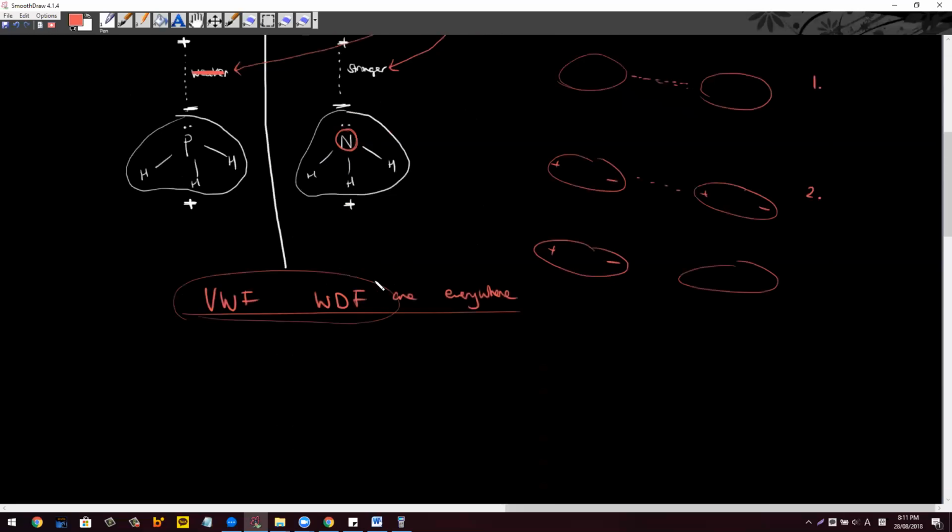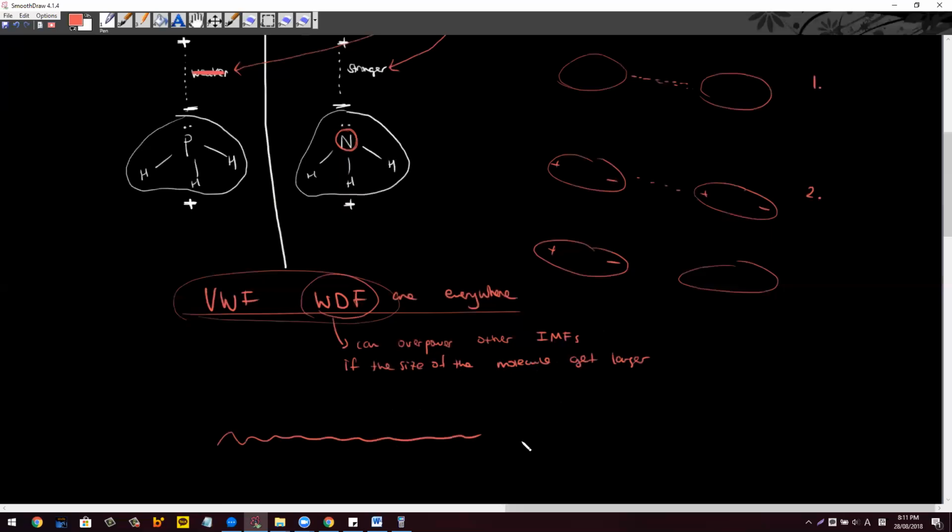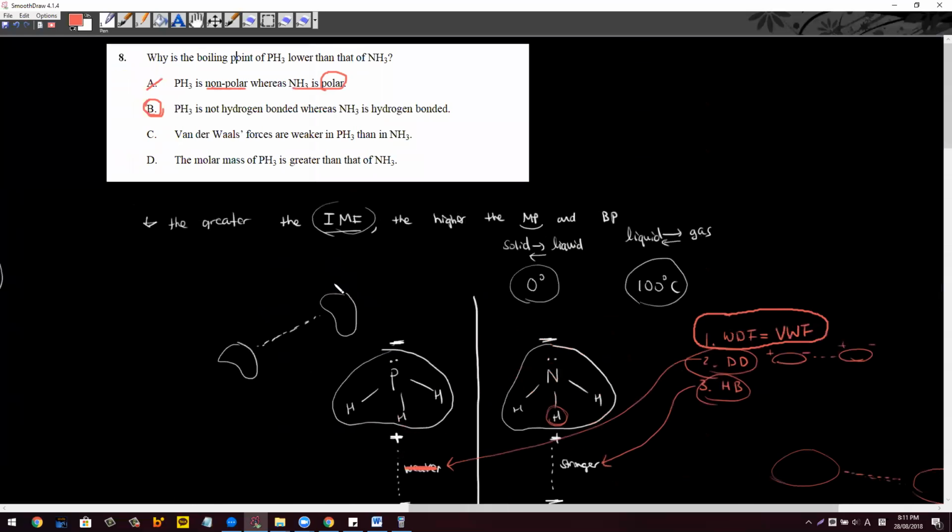So the weak dispersion force can overpower other intermolecular forces if the size of the molecule gets larger. If you have a long molecule, then the weak dispersion force can actually overpower. So that's what's going to happen.